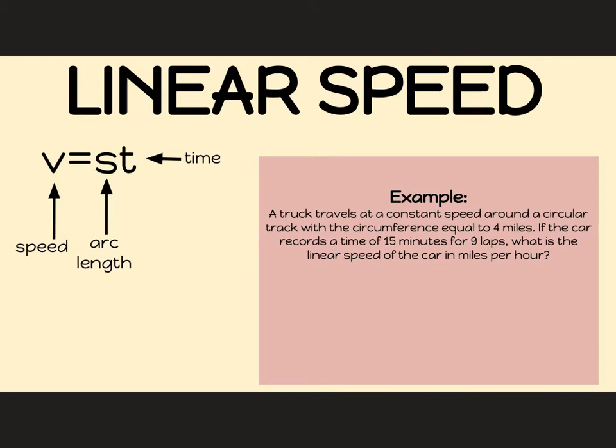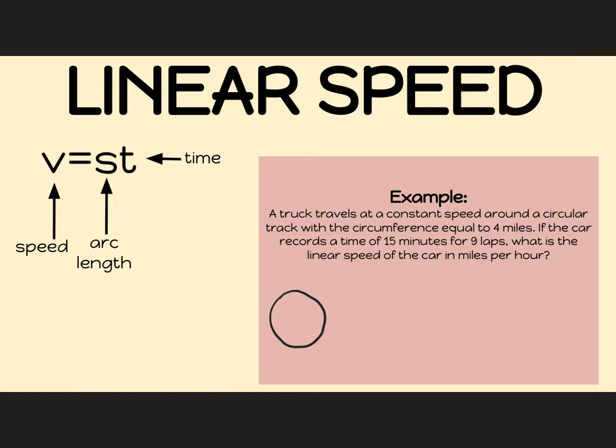So the first example is linear speed. The formula is shown here. It's V equals S over T. V is speed, S is arc length, T is time, and then it gives you an example, and typically you have to do some converting. So it says a truck travels at a constant speed around a circular track. I just like to draw some stuff. It just helps me like know what's going on.